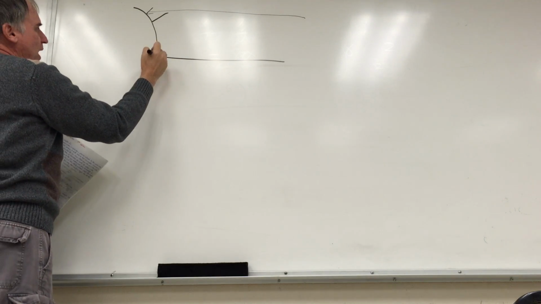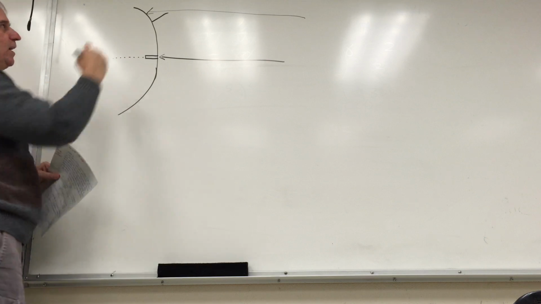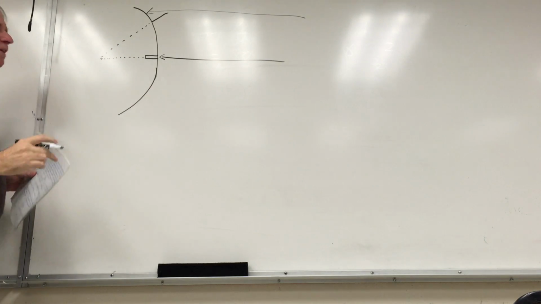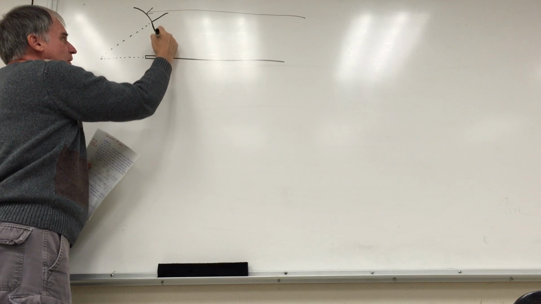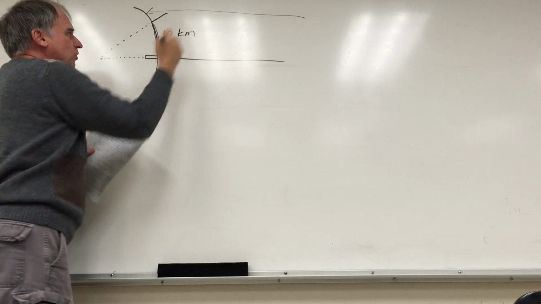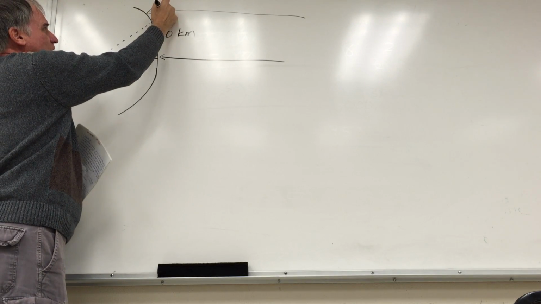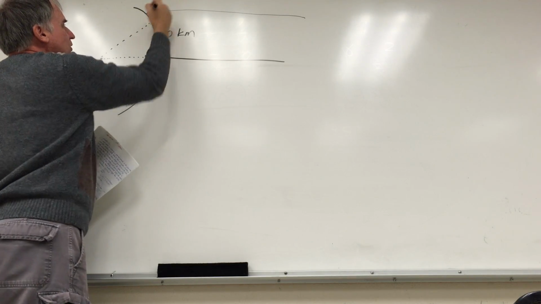We can set up the geometry. If we continued this hole downwards, we'd reach the center of the asteroid. If we took this vertical pole and went downwards, also that would be the center of the asteroid. We were told the distance between those two was 10 kilometers, and the shadow being cast here was found to be 15 degrees.